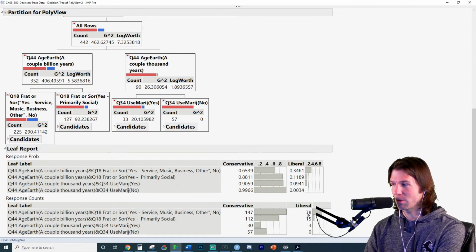I wish it highlighted that when I did. I wish when I went over this 78, this is what highlighted.